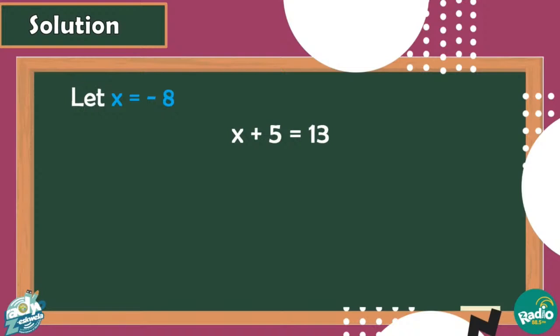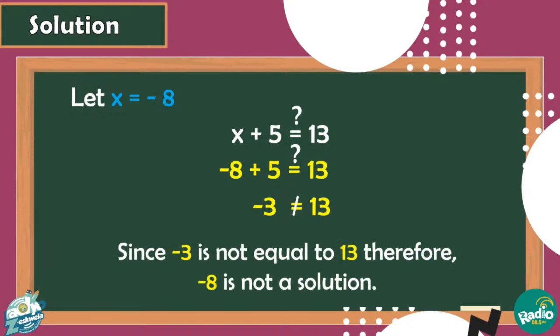Our given equation is x plus 5 is equal to 13. Substitute the value of x, which is negative 8. The given equation becomes negative 8 plus 5 is equal to 13. By simplifying, we got negative 3 is equal to 13. Since negative 3 is not equal to 13, therefore, negative 8 is not a solution.